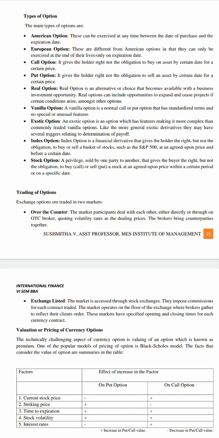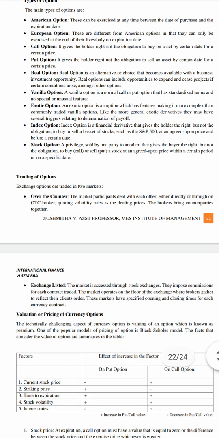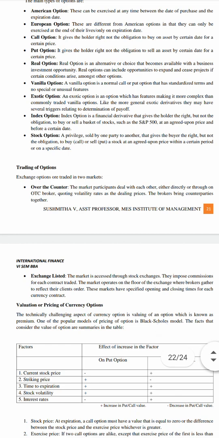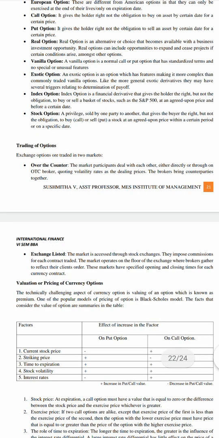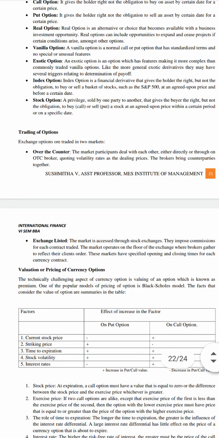Real option is again a right, when you have opportunities of different types, then it is called a real option. Then vanilla option is nothing but a standardized term, plain vanilla option. It is similar to your European option. Exotic option is when you have more complicated terms and conditions, when you have various combinations of options, then it is called an exotic option. It's a complex option.